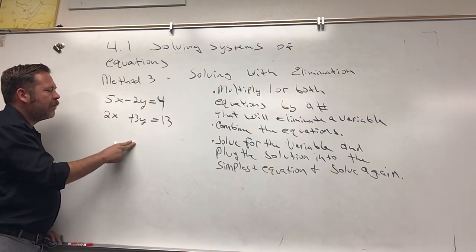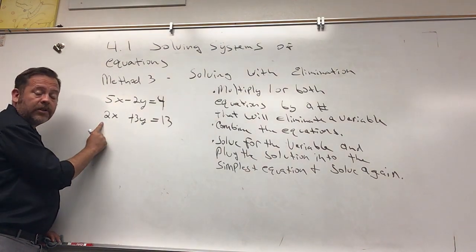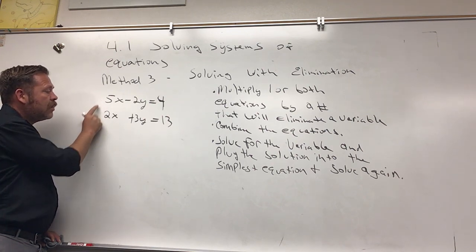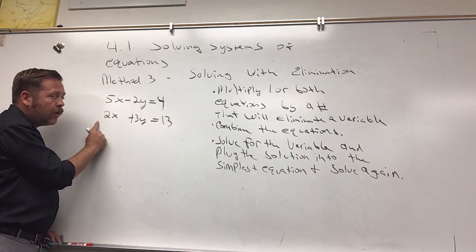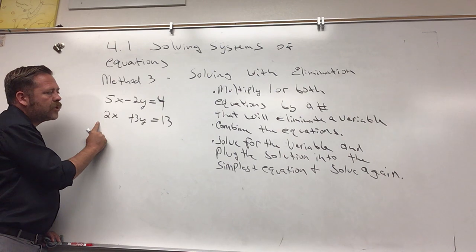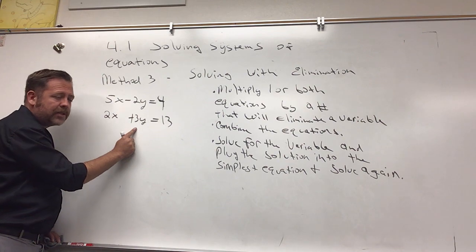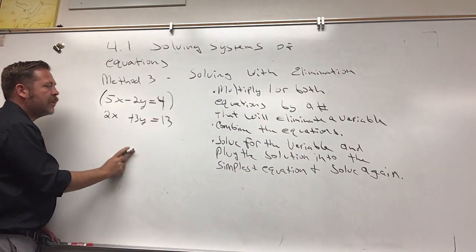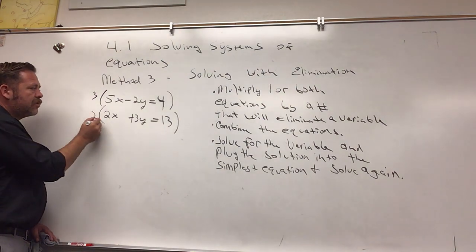So we can look at the x's, and find the smallest number that both 5 and 2 will go into evenly, which would be 10. So I can multiply this one by 2, which would be 10x, and I can multiply this one by negative 5, that would give me negative 10x here. Or, I always like to deal with the smallest number possible. So if you look at the y's, what's the smallest number that both 2 and 3 go into evenly? That would be 6. It's a little smaller than 10. So I think I'm going to eliminate the y's. I'm going to multiply everything on both sides of this first equation by 3, and everything in this second equation by 2.